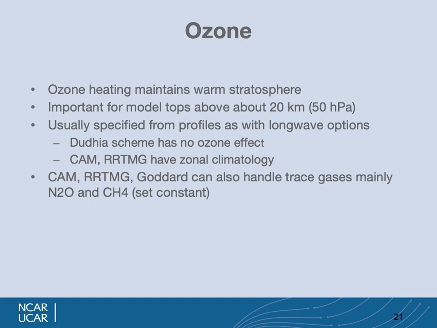As mentioned, the ozone is quite important for the shortwave, especially in the stratosphere, because it maintains a warm stratosphere. So any long simulations, including the stratosphere, need to include radiation that interacts with the ozone and a reasonable ozone climatology. So it's important for model tops above about 20 kilometers or 50 hectopascals. We usually specify it from a profile. It was the same ozone as in the long wave option. But as I mentioned, the CAM and RTMG have this zonal climatology that's also monthly, so it's the best way to deal with the ozone and the stratosphere. Also, there's trace gases that these schemes can handle as well. They're usually just set constant.